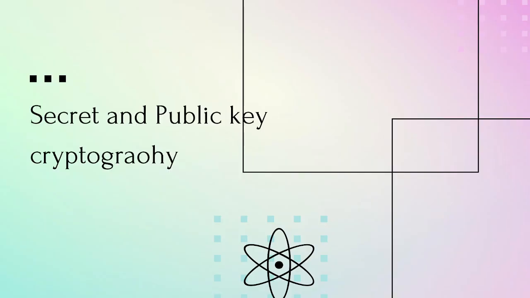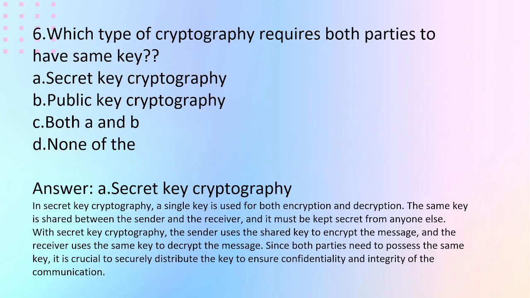Next topic is secret and public key cryptography. Which type of cryptography requires both parties to have the same key? And the answer is secret key cryptography. In secret key cryptography, a single key is used for both encryption and decryption. The same key is shared between the sender and the receiver, and it must keep the secret key from anyone else.